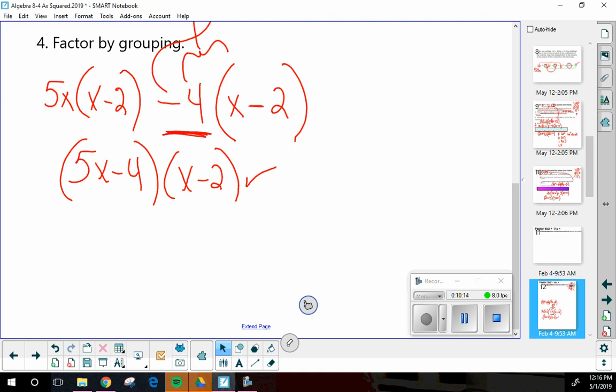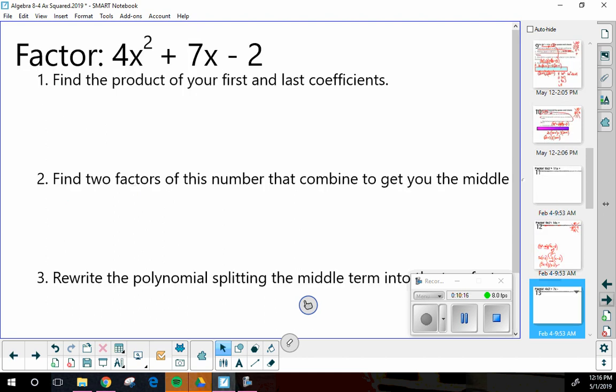Okay, let's look at our next one. We'll do this one. Lots of examples. If you want to stop and work this on your own, then you can pause this, and then look to see if you've gotten the correct answer.